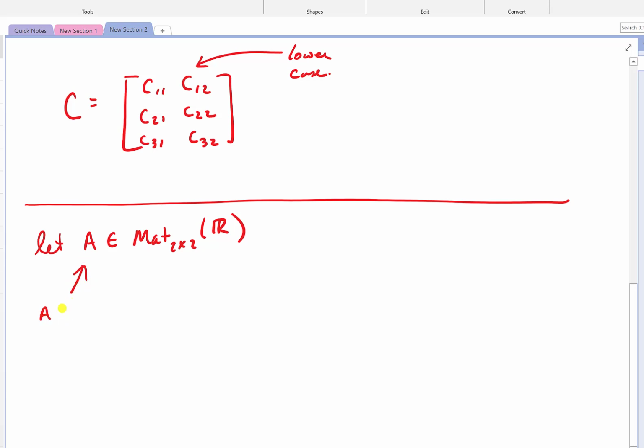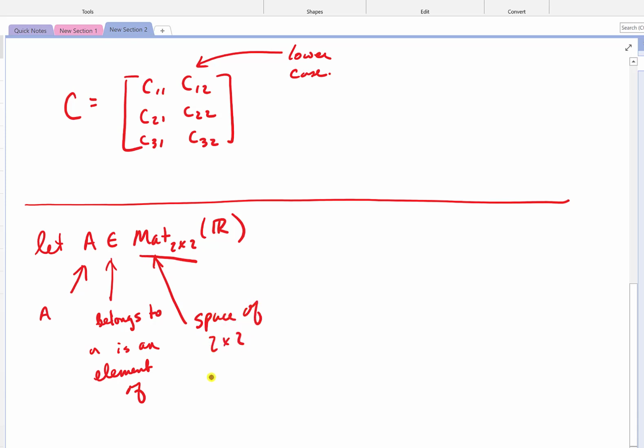That's the matrix. And this symbol here, for those of you that are unfamiliar with it, that is belongs to, or is an element of. Okay. Then this is the space of 2 by 2 matrices. This whole expression here is the space of 2 by 2 matrices with real entries.